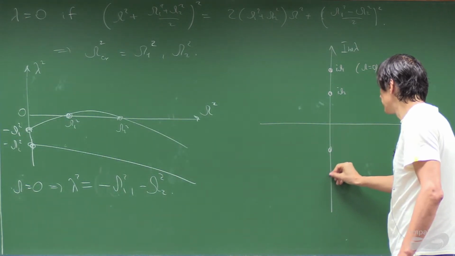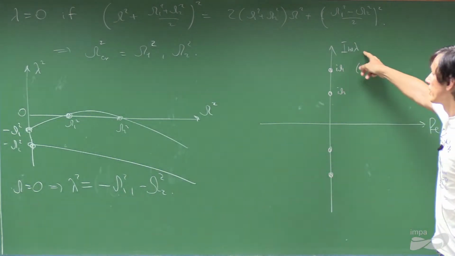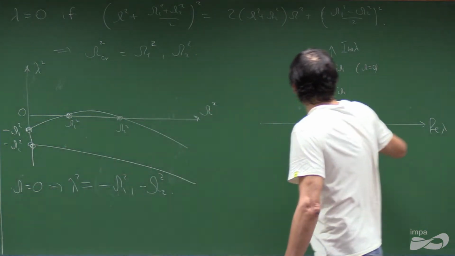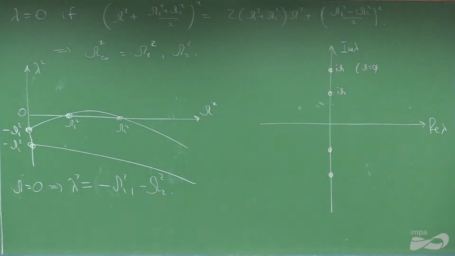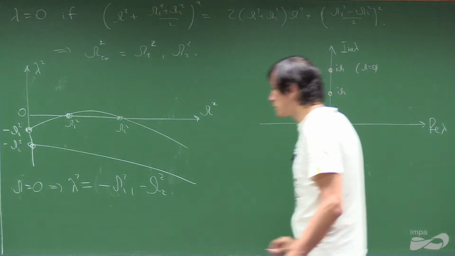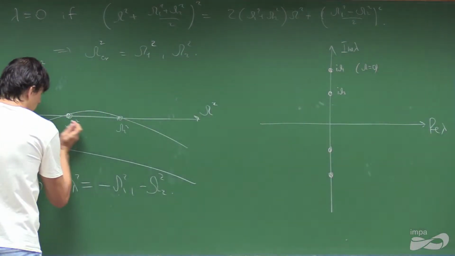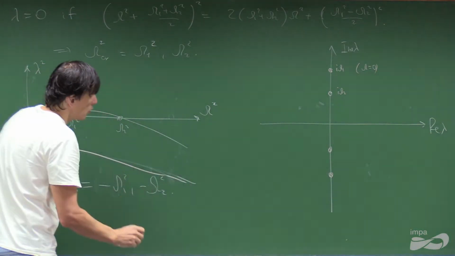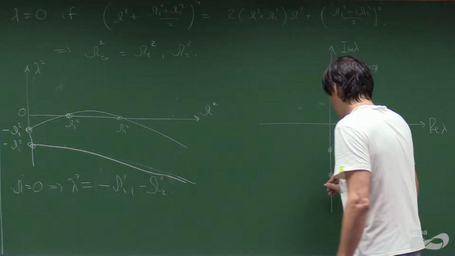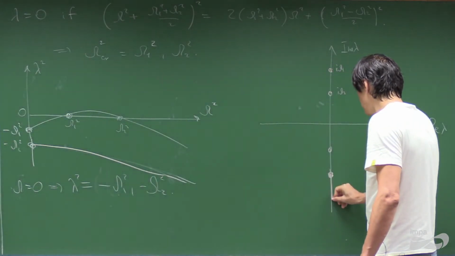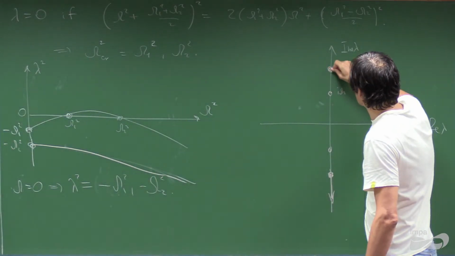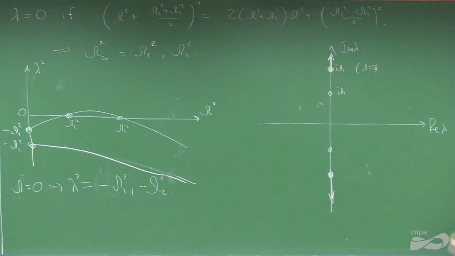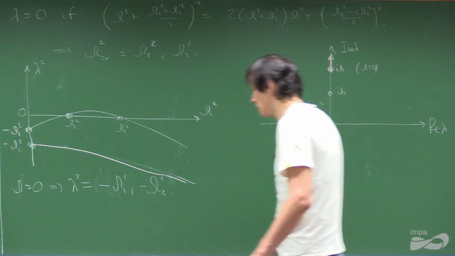So lambdas, which are obtained as the square root of these two points, give you four imaginary numbers. Then for the lower one, let's write it in red. The lower one will just increase in absolute value. So these two, the upper goes up, the lower goes down, following the imaginary axis.